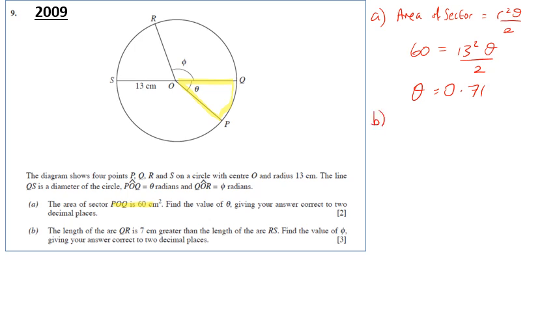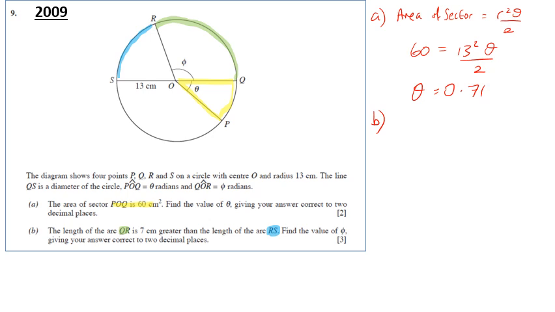So that's part A. Now part B is a little bit more complicated. I think that the way that part B is worded is a little bit more complicated. So it says the length of the arc QR, so from Q to R, that arc around there, is 7 centimetres greater than the length of the arc RS, which is that one there, the blue one. Find the value of phi, giving your answer correct to 2 decimal places.